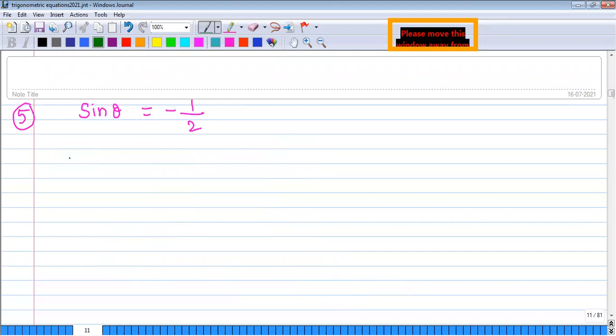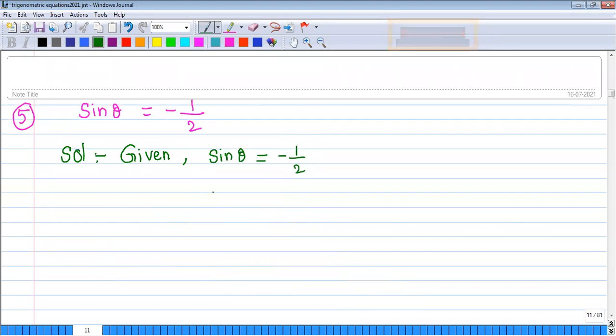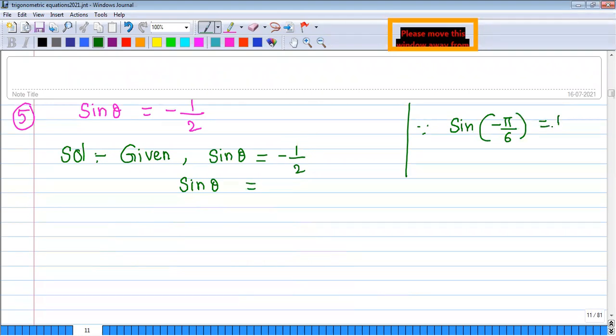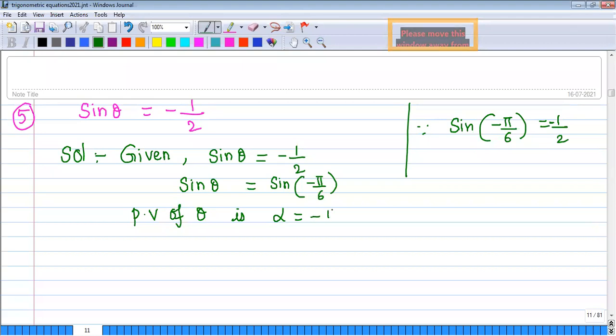Right. So here, you should be very careful while dealing with negative values. Given sin theta is equal to negative 1 upon 2. So we need to write sin theta equals, since sin of minus 30 degrees is negative 1 by 2, sin of negative pi by 6. Principal value of theta is alpha equal to negative pi by 6.